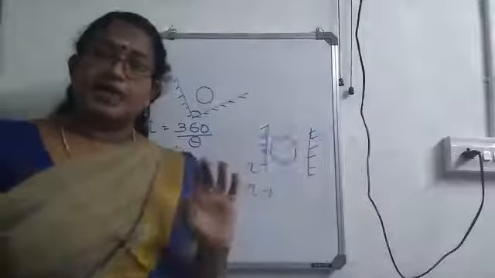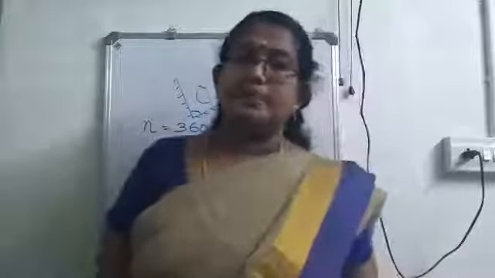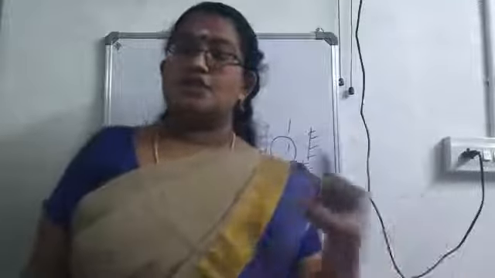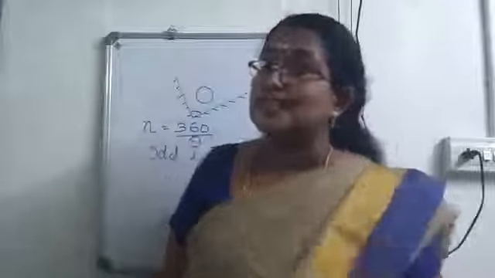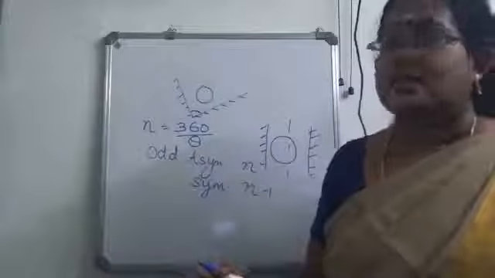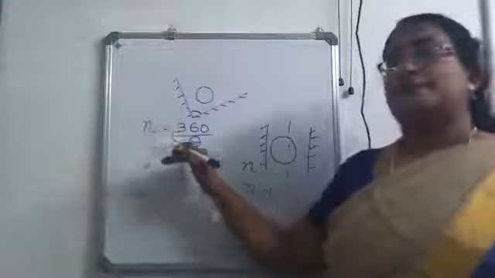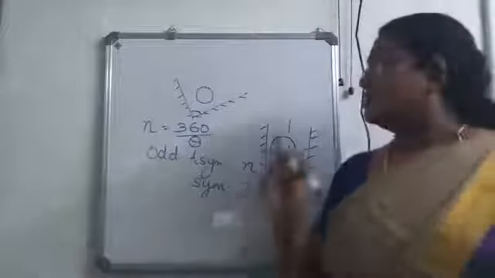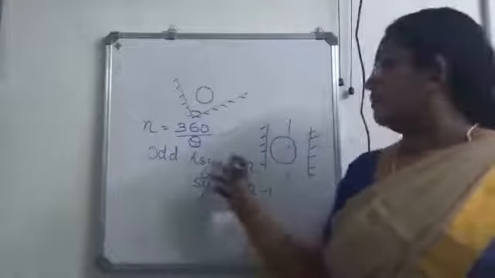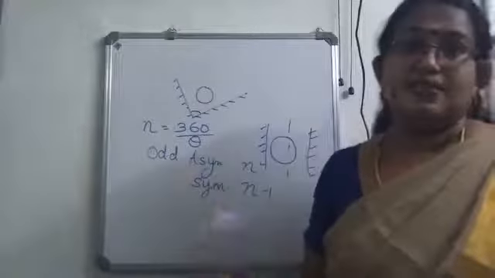If you are getting the value of 360 by theta as an odd number, we have to check whether the object is placed asymmetrically or symmetrically. If the object is placed asymmetrically between the two mirrors, then what will be the number of images formed? It will be equal to n. If it is placed symmetrically, number of images formed will be n minus 1.